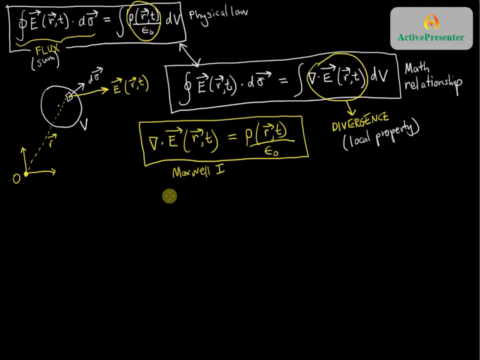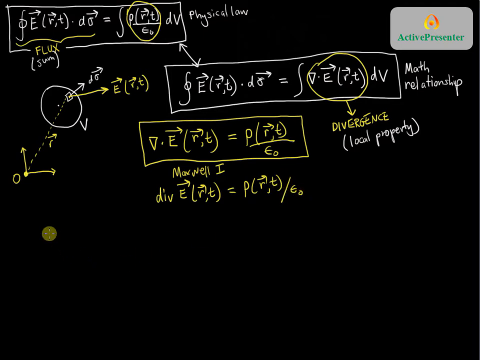And to emphasize that we often want to think about this divergence of the electric field, I'm even going to write it that way, that the div of E is equal to rho, the charge density, over epsilon naught.